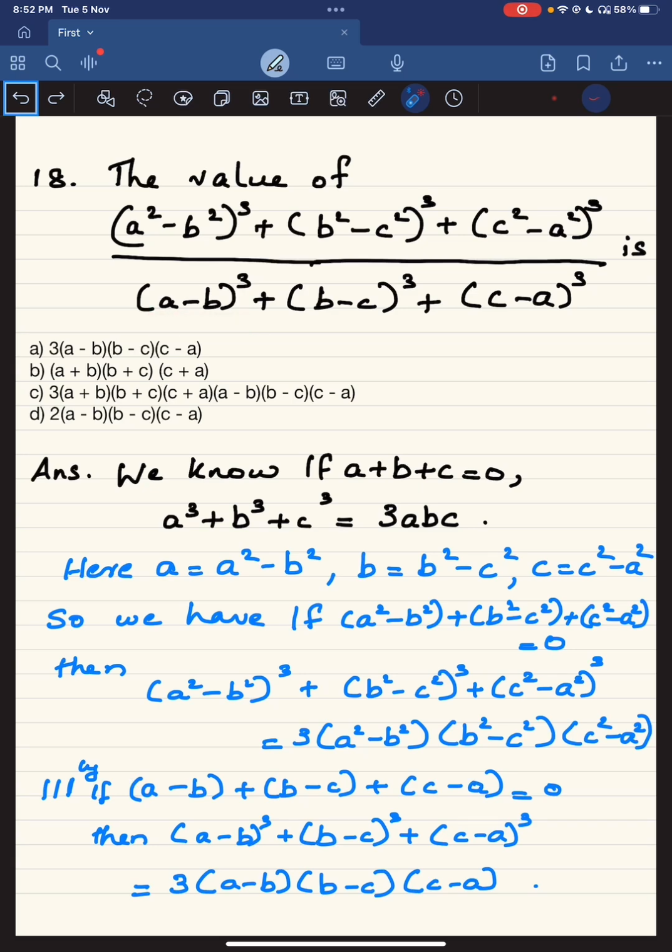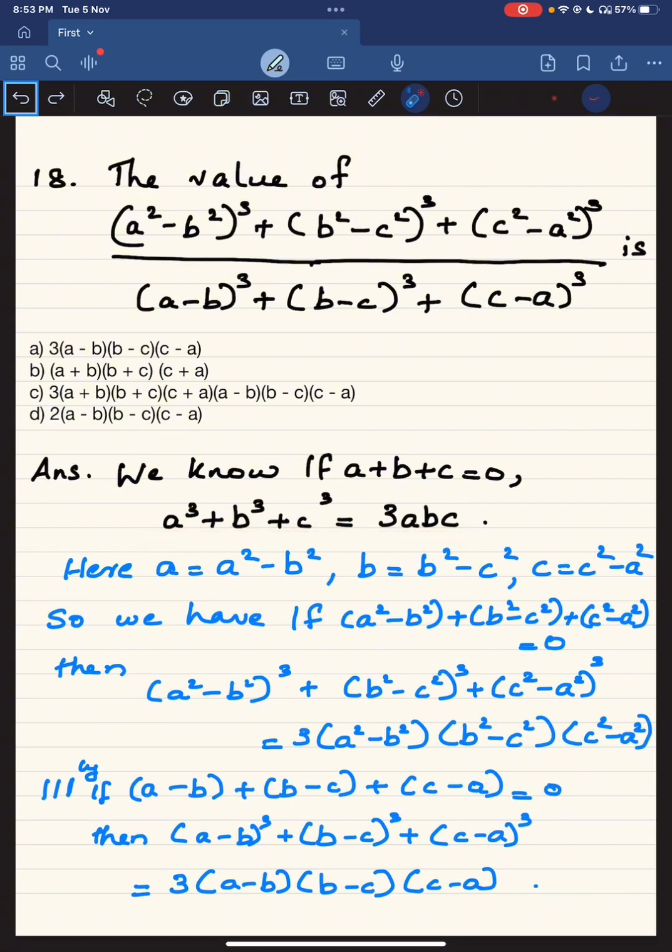(a minus b) whole cube plus (b minus c) whole cube plus (c minus a) whole cube. We have to find the value of this expression. Don't worry. While seeing this big expression, we can reduce this. How? Because we know the identity: if a plus b plus c is equal to 0, then a cube plus b cube plus c cube is equal to 3abc. We are going to prove this by using this identity.